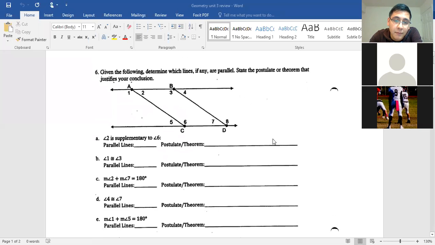Okay. So for this one, for example, I know that it can be a little confusing what it's trying to ask. Well, first off, don't really care too much about those parallel lines. But when it's asking you for a postulate or a theorem, that's basically, what kind of angle is it? So is it alternate interior, alternate exterior, corresponding, vertical, stuff like that, right?